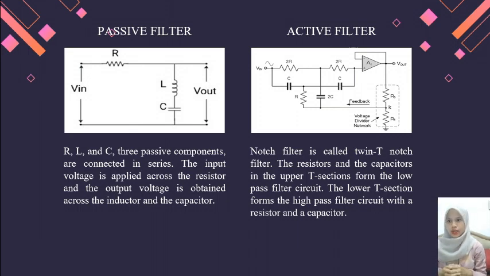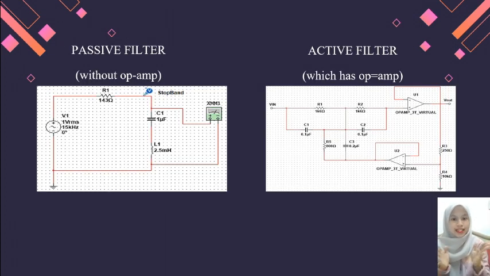They are connected in series. The input voltage is applied across the resistor, and the output voltage is obtained across the inductor and the capacitor. Then for the active filter, the notch filter is called a twin T-notch filter or parallel T configuration. The resistor and the capacitor in the upper T section form the low pass circuit. The lower T section forms the high pass filter circuit with a resistor and capacitor. This is the example circuit of the band stop filter. Firstly is the passive type without op-amp, and secondly is the active type which has an op-amp.